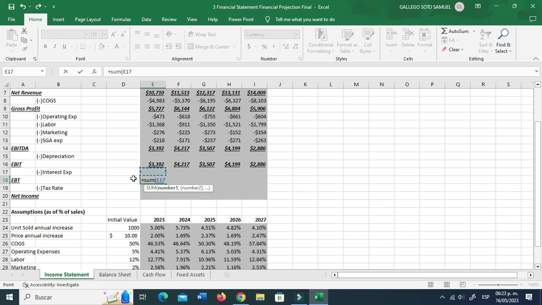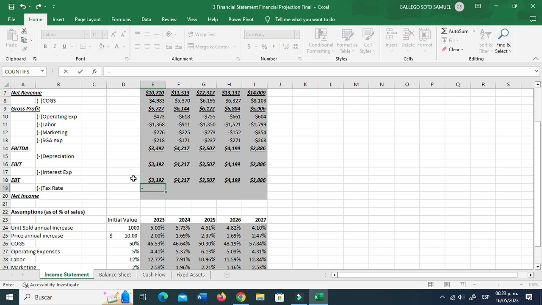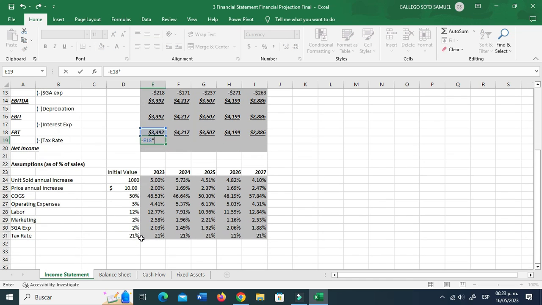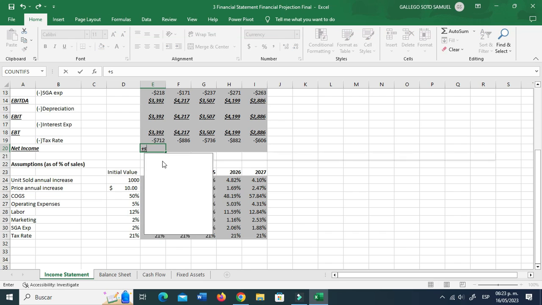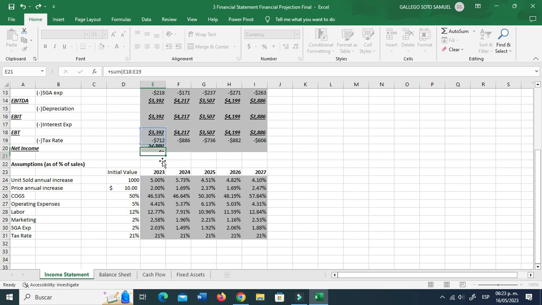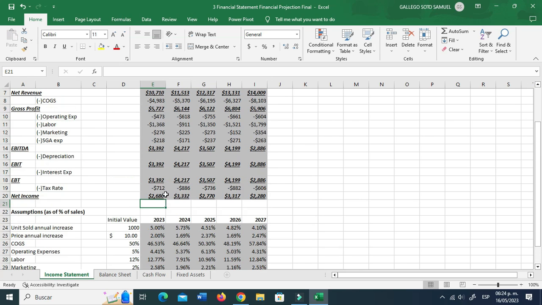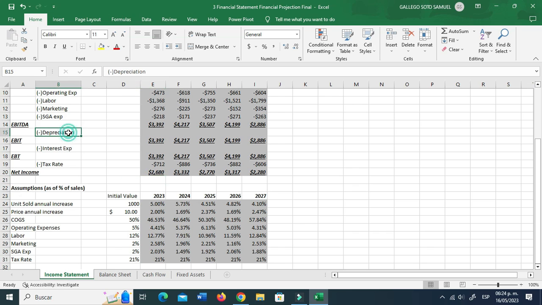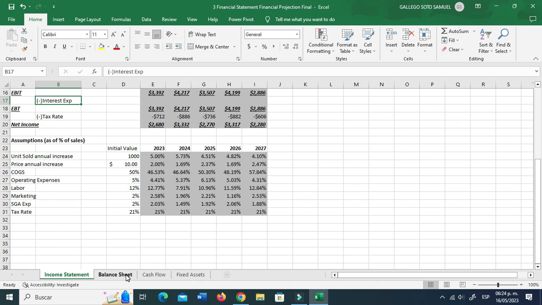So far, we're just filling up the values that we're able to get using the information that we have, and then this times the tax rate, which could change in time, but I'm just assuming that's going to be 21% every time. So okay, we're partially done here. We're going to need the depreciation expense and the interest expense to complete this income statement. So let's jump right to the balance sheet.